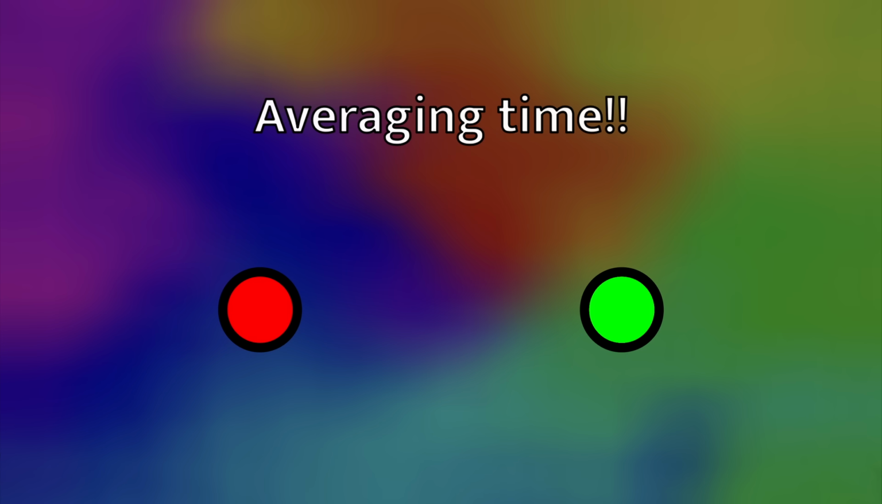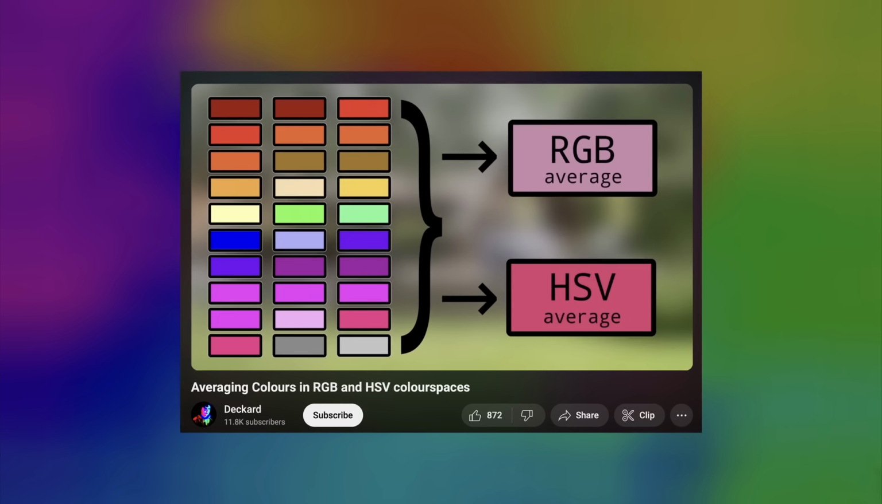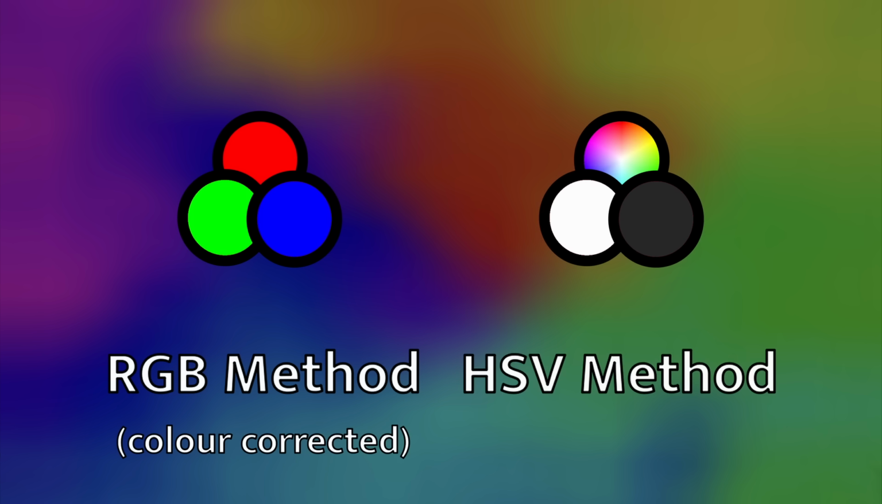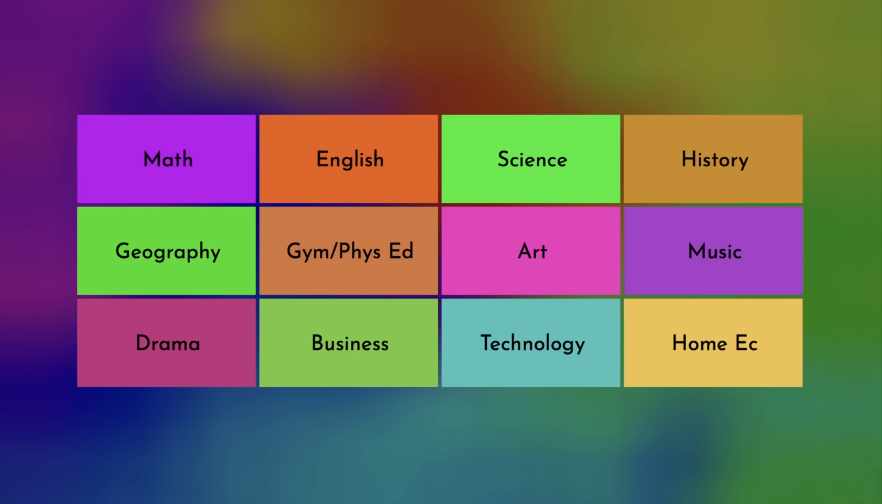Next up, let's average out the data for each month. As discussed in my last video about averaging colors, I'm going to show both the averages using the RGB system, color corrected for human vision, and the averages using the HSV system to get brighter colors. Here are the HSV averages.